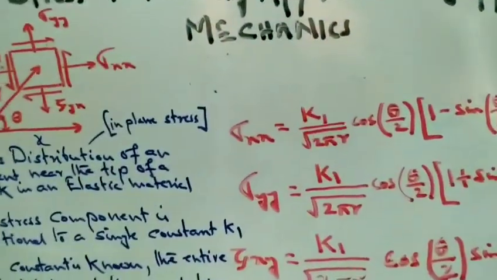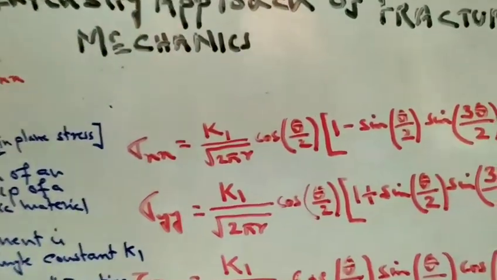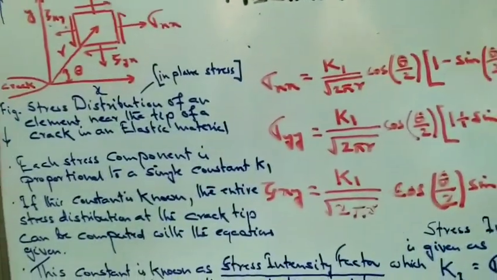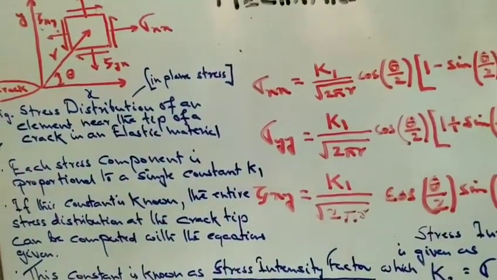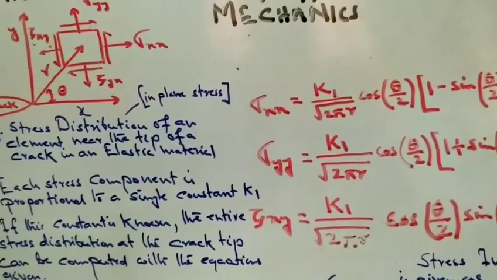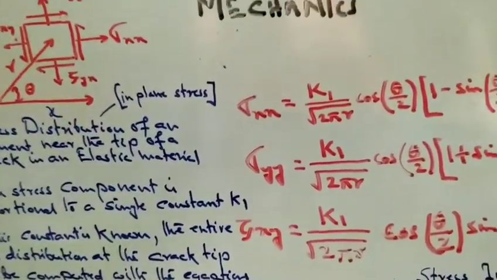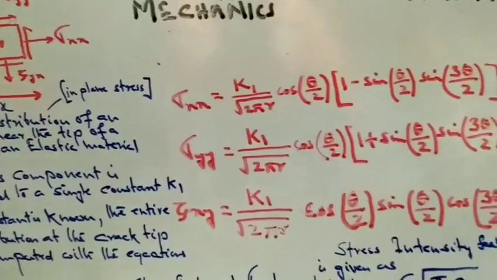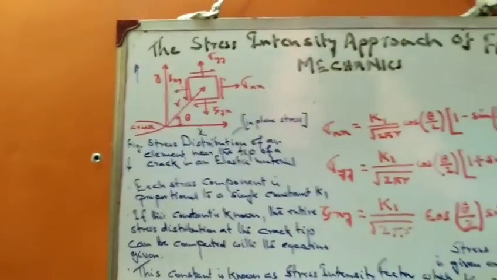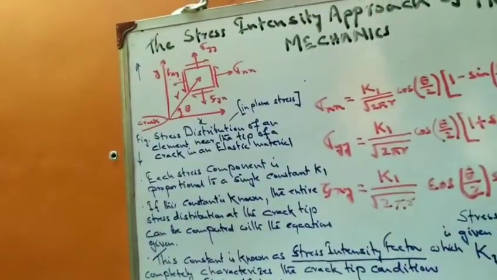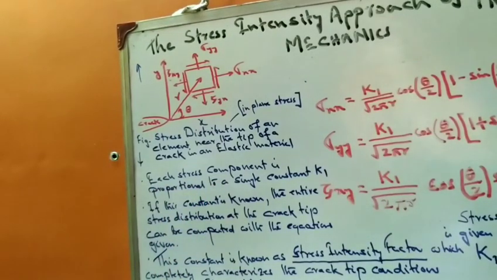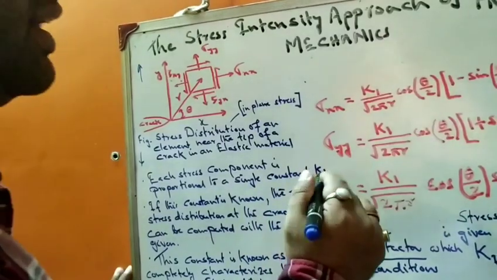Sigma yy is also given as K1 by root 2 pi r, cos theta by 2, into 1 plus sin theta by 2 into sin 3 theta by 2. And tau xy and tau yx are both the same, in the opposite directions. So it is written as K1 by root 2 pi r into cos theta by 2, sin theta by 2, into cos 3 theta by 2. Now the important thing is that each stress component is proportional to a single constant K1. So in every stress component you see there is a single constant K1.